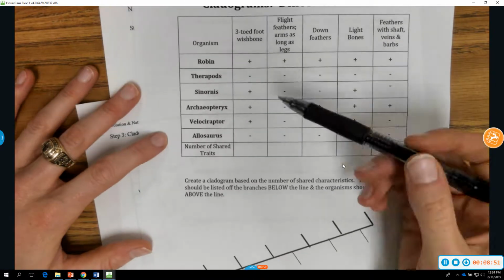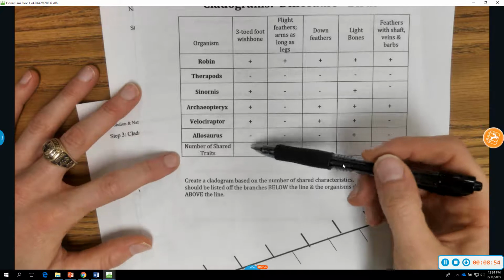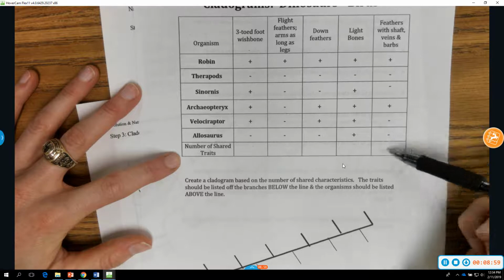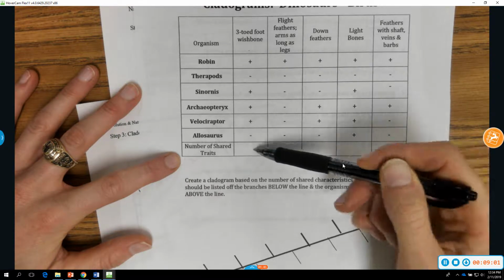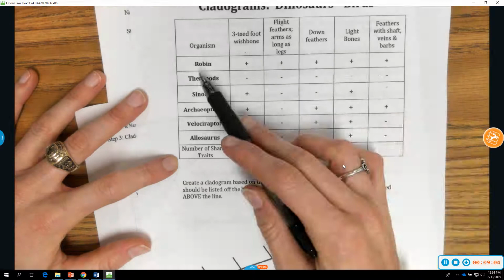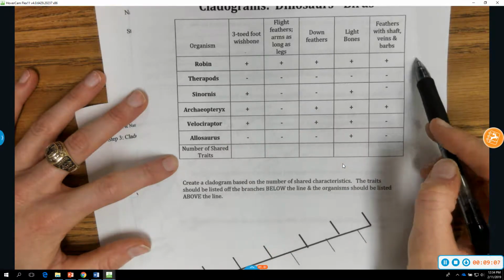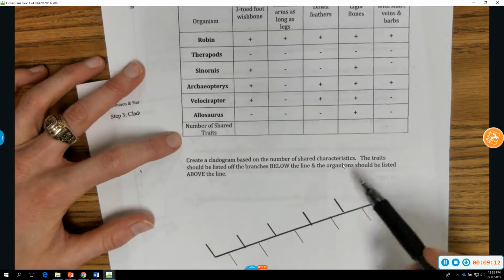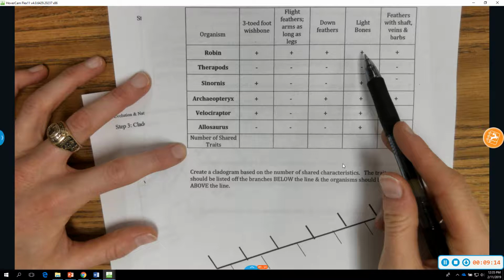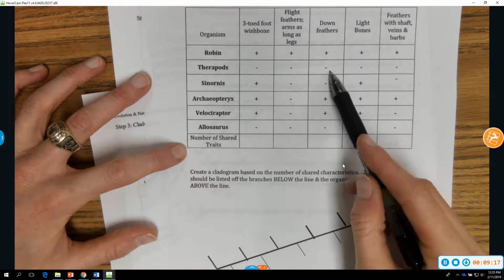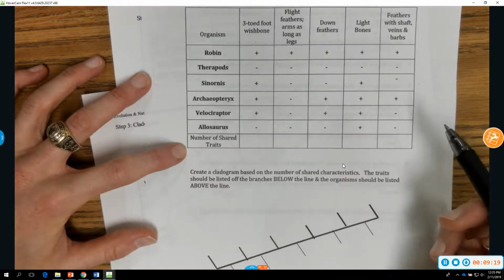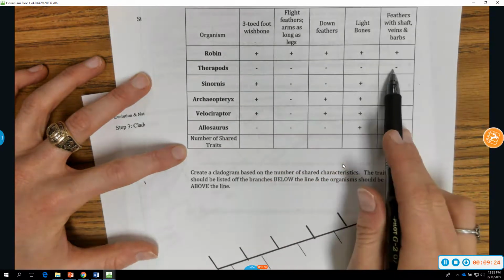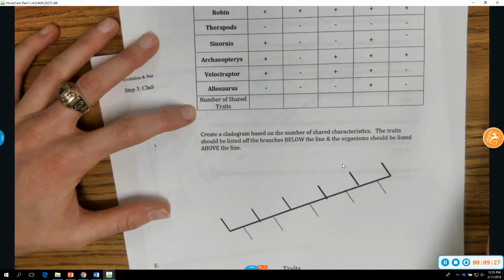So what I would do is I would total up the number of shared traits for each trait. So how many organisms have each trait, put that in this column here. And then I would also go off to the side for each organism and count up how many total traits they show. That's going to help you organize your cladogram down below. If it has a plus in the box, it means it has that trait. If it has a little dash, it means it does not have that trait. So notice the theropods, it has none of the traits listed. So it's going to be the most simple of the organisms.